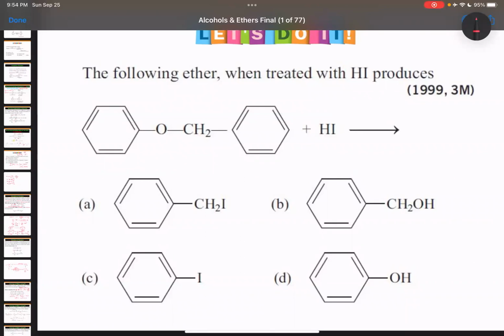What's going to be the answer to this one? Option B. Option B. HI. Okay, one thing is for sure.